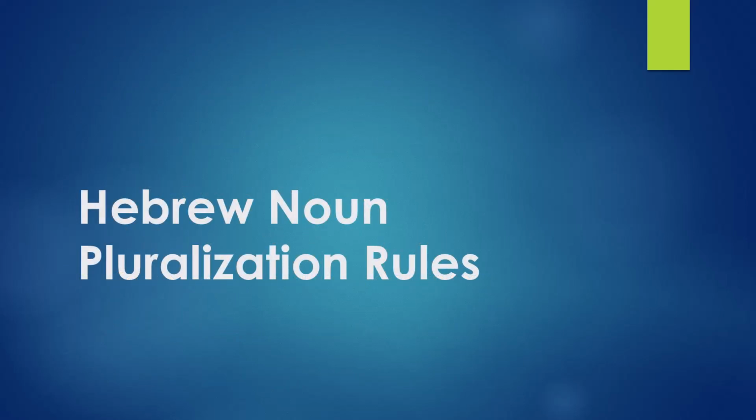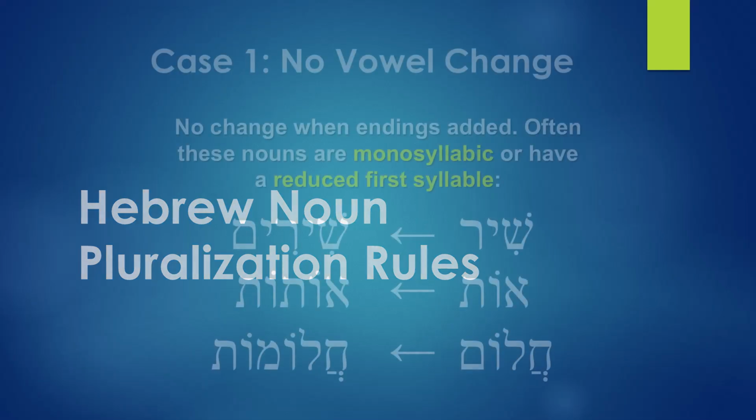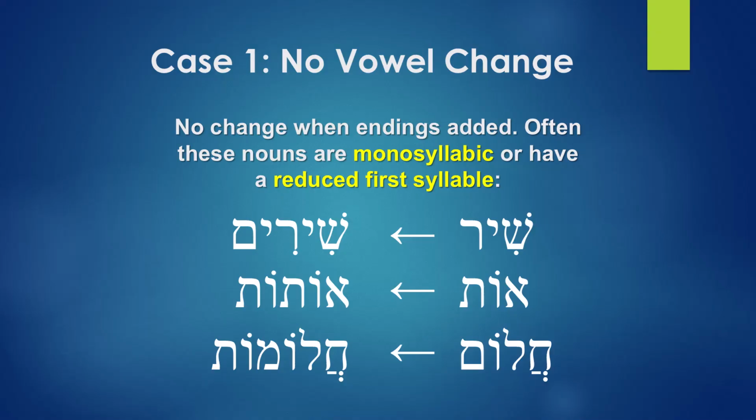Now let's look at Hebrew rules on how plurals are formed. Let's look at Hebrew noun pluralization rules. This is important because remember we said that when endings are added to Hebrew nouns, you're going to have vowel changes and spelling changes. So we want to look at some of the common changes that happen when nouns are pluralized. We're going to go through 4 cases or 4 rules that guide us on the vowel changes that happen when nouns form their plurals.